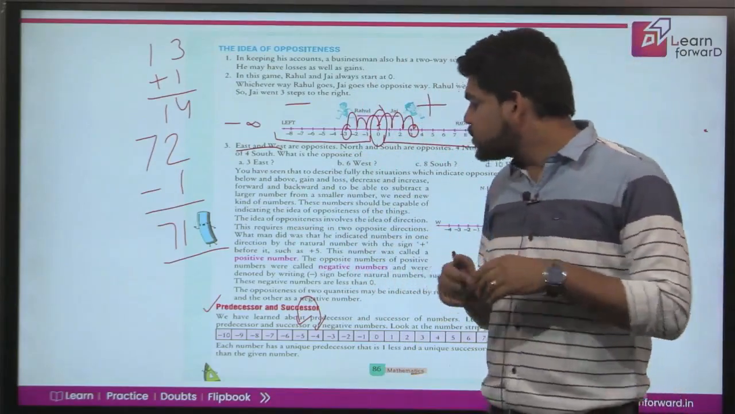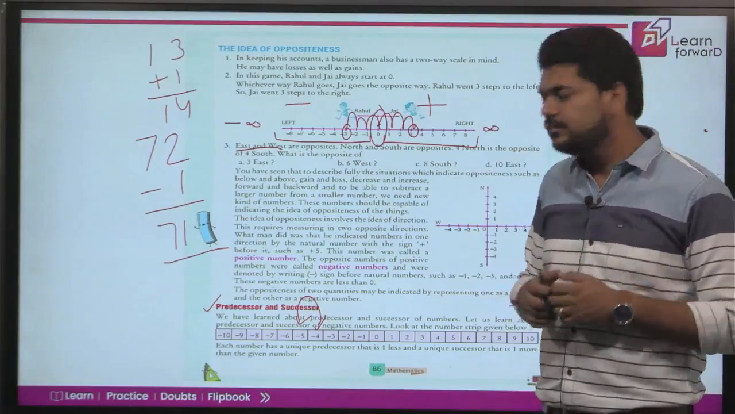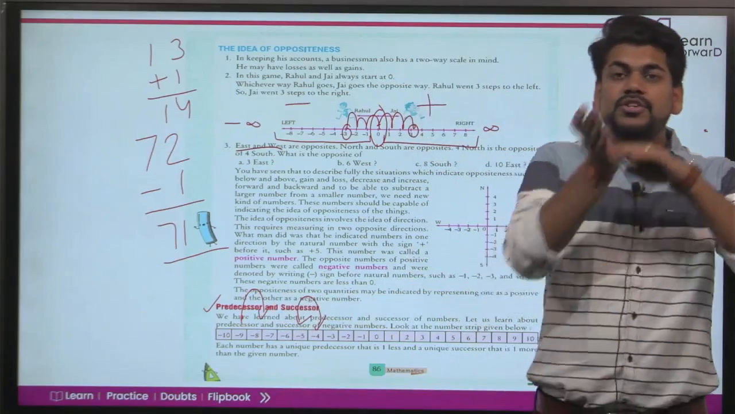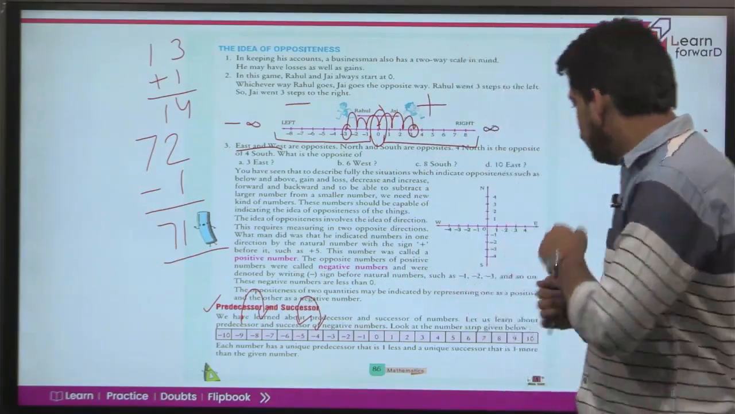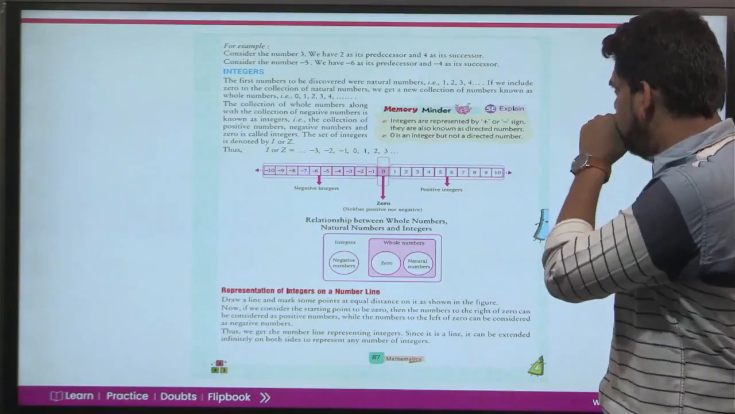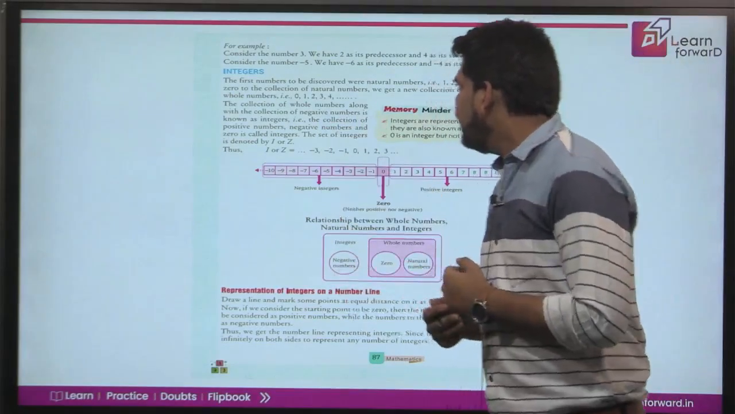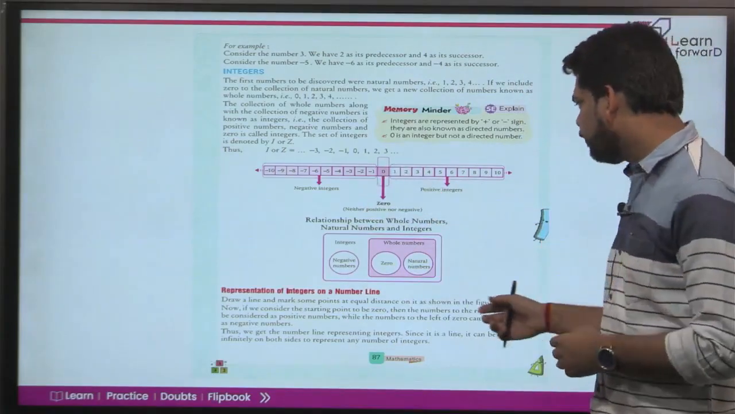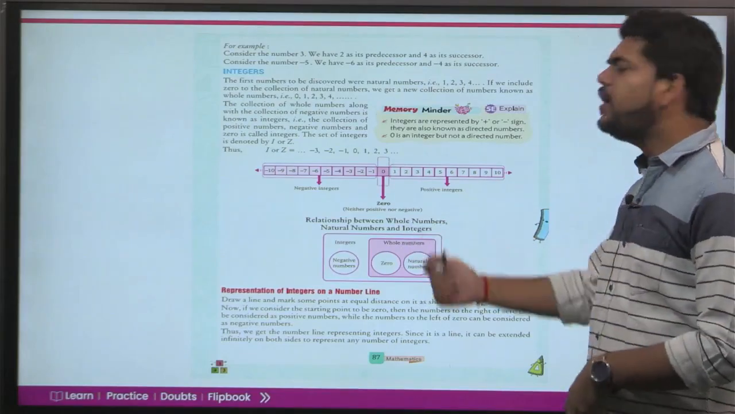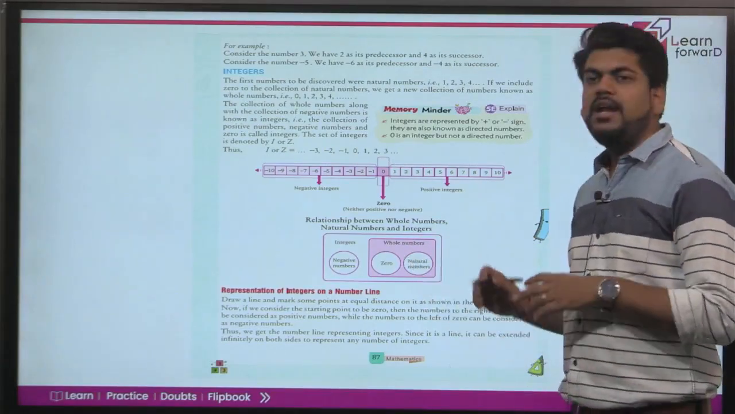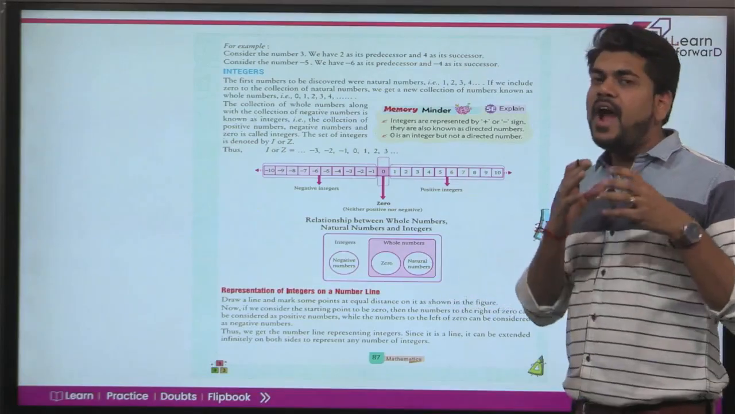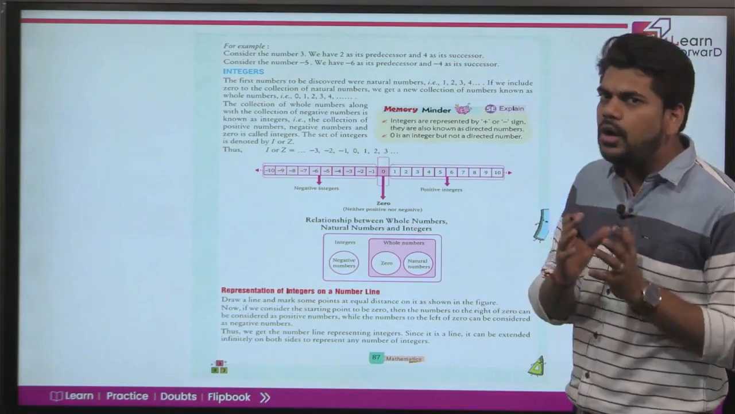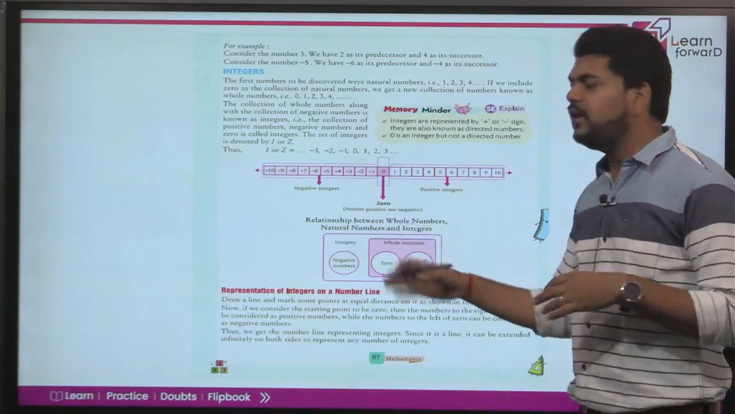Fine. If I ask you what is the successor of -9, answer is -8. We shift toward the right side. Integers, I have already told you, positive number, negative number plus 0 are called the integers. There is one more definition to it. If I say natural number 1 to infinity, if I add natural number and 0, it will become a whole number. And if I add whole number and negative number, they all will form the integers.